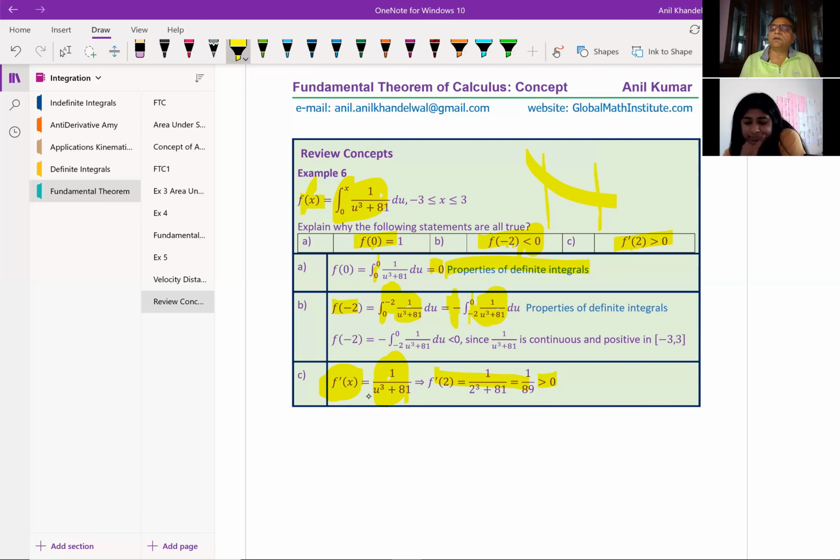Otherwise, a very complicated question. But with the understanding of our rules, the properties of definite integral, and the area relation with the function, when the function is positive, between 2 boundaries, we are looking at the area which is always positive. Correct? Does that make sense?